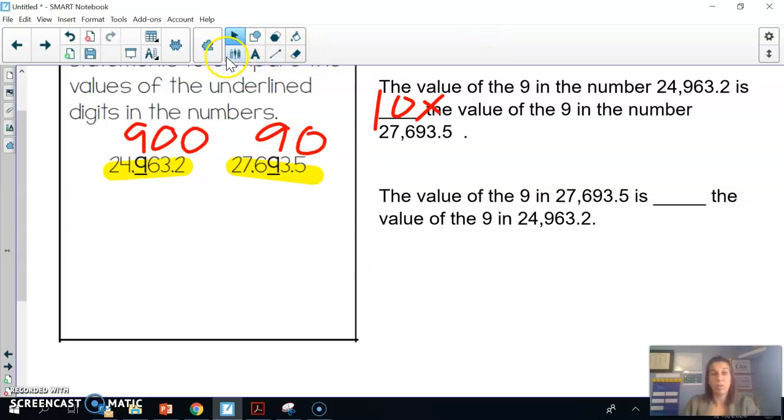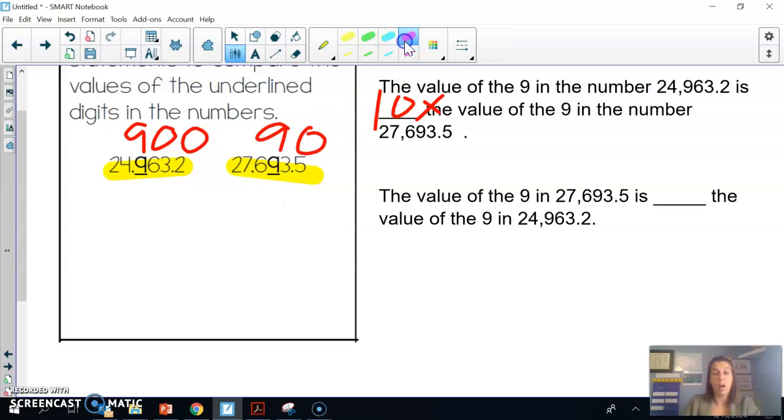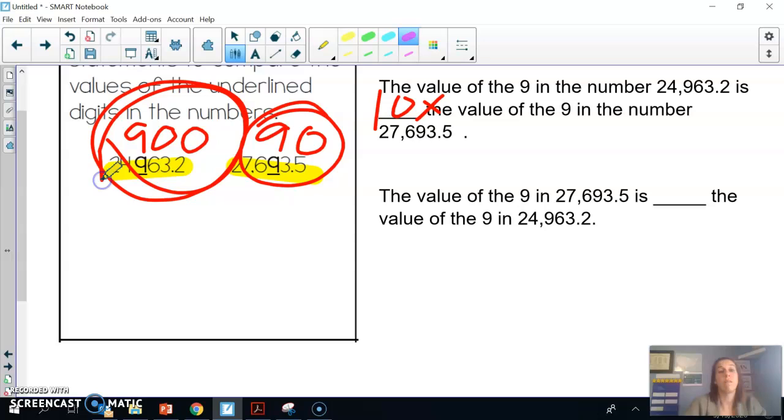Let's think about it. The value here of this 9, the value of the 9 in 90 is going to be smaller, so it's going to be 1/10 the value of the 9 in 900. 1/10. So I can say times 1/10. I could also say divided by 10. They are the same thing, but for this case, I'm going to say times 1/10.